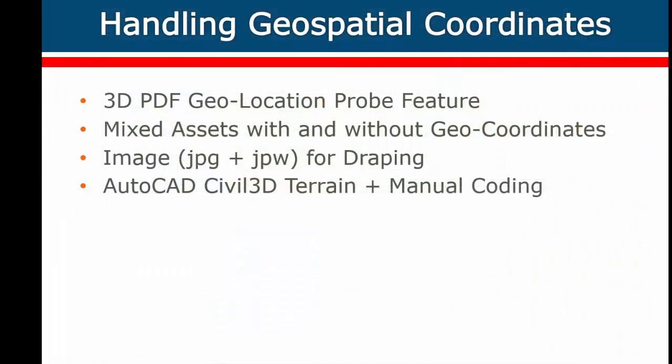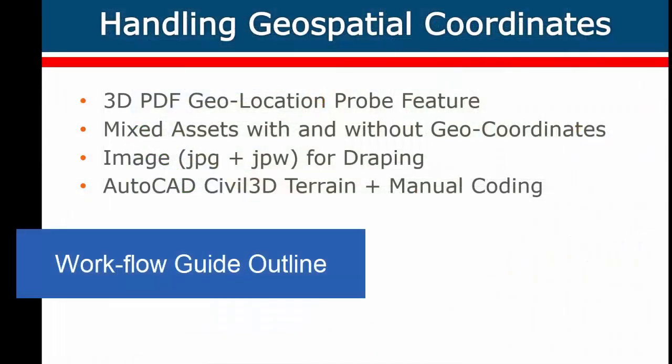Today we'll look at handling geospatial coordinates within a 3D PDF file for enabling geospatial coordinate location probe and coordinate systems carried within the PDF. This will cover mixed assets with and without geocoordinates, for instance using an image based on a JPEG format plus a JPW world file for draping over a terrain, and the terrain being defined by a simple AutoCAD Civil3D terrain model exported to AutoCAD Classic and with manual geospatial coding added to it.